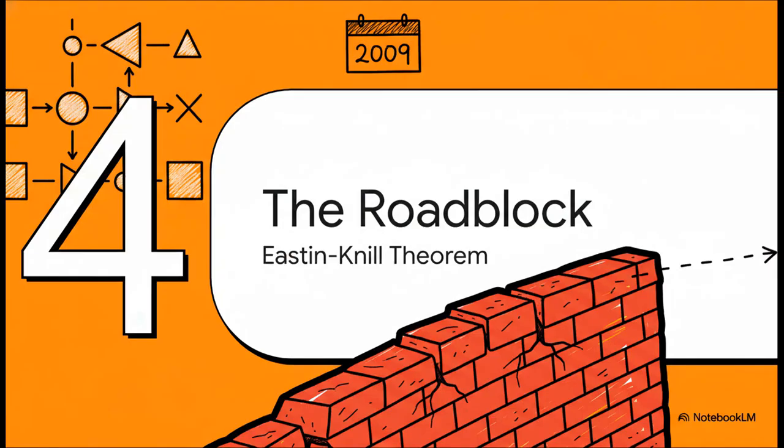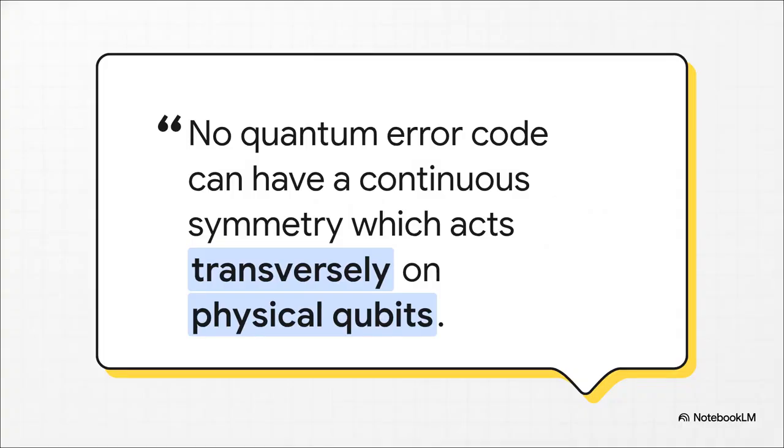Okay, so now we have our goal, right? A universal set of gates that are also transversal, meaning they're perfectly safe. It seems like the obvious path forward. But then, 2009 happened, and a theorem came along that basically threw up a giant, unavoidable roadblock right in the middle of that path. This is the famous Eastin-Knill theorem, and it's what we call a no-go theorem, which is basically the universe's way of saying, nope, you can't do that.